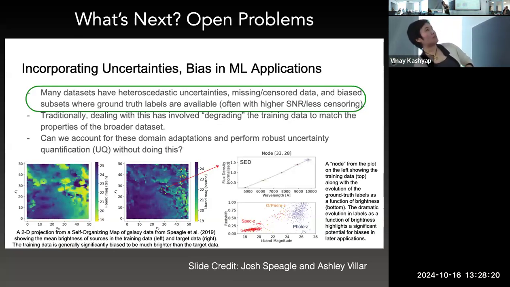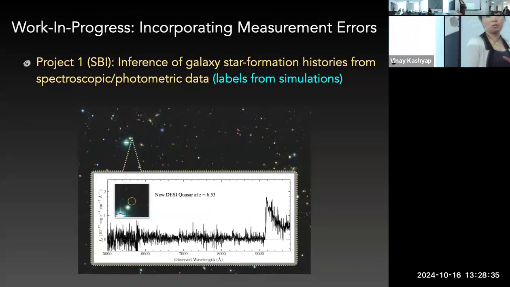We want to incorporate uncertainties and bias. So many data sets have heteroscedastic and sort of missing data, biased subsets with the ground truth labels available. So I think we solved the bias problem, but not the uncertainty problem, because we just threw away all the data where we think the train and target is not right. And the first astronomy application I worked on was photometric estimation. And I know that the measurement errors are not the same for close galaxies and far away galaxies. So right now we just throw away everything so they're the same, right?